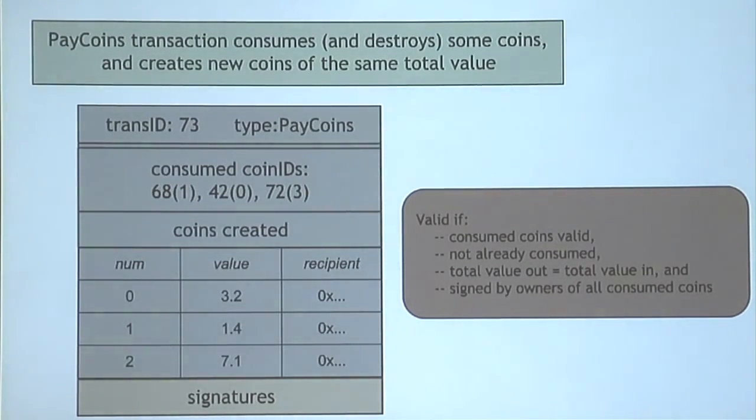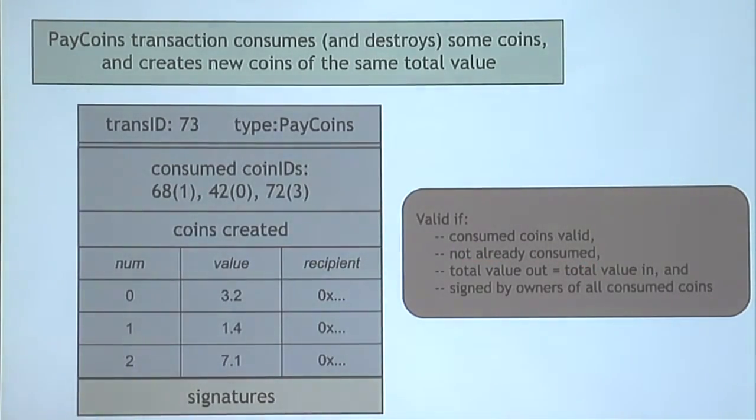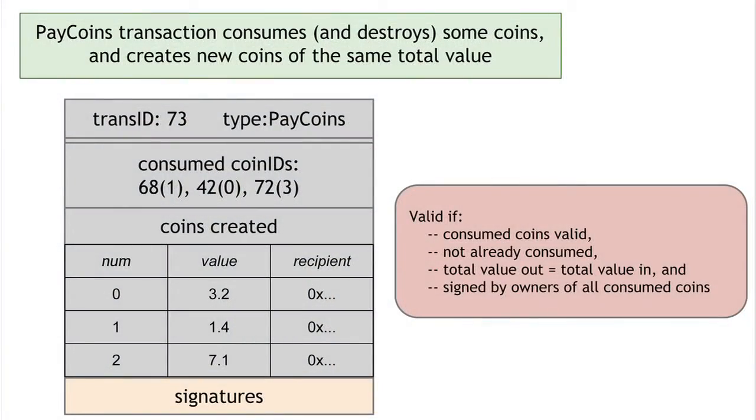The rules of Scroogecoin say that a PayCoins transaction is valid if 4 things are true. First, if the consumed coins are valid, that is, they really were created in previous transactions. Second, that the consumed coins were not already consumed in some previous transaction. That is, that this is not a double spend. Third, that the total value of the coins that come out of this transaction is equal to the total value of the coins that went in. And finally, that the transaction is validly signed by the owners of all of the consumed coins. If all of those things are true, then this PayCoins transaction is valid.